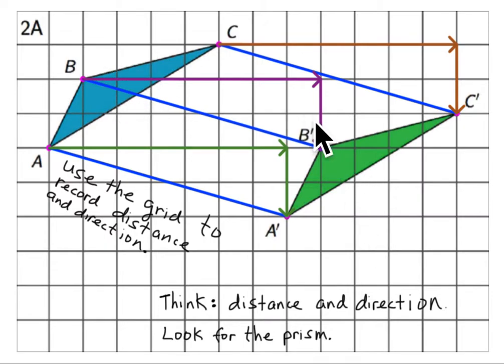So here's the prism once again. Remember that the second base is always a translated copy of the first base. And if you colored in these faces, so the connecting parallelograms are called faces, colored them in, and you get a nice figure.